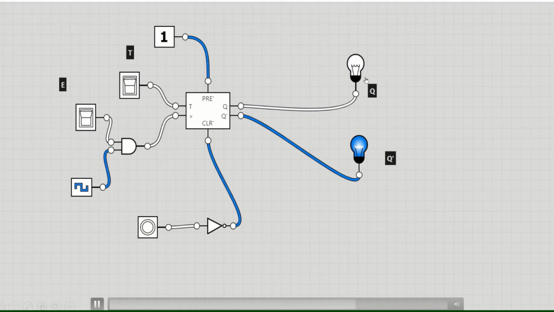Here the output is Q and Q bar for us. Next, we'll give the inputs to check the outputs.